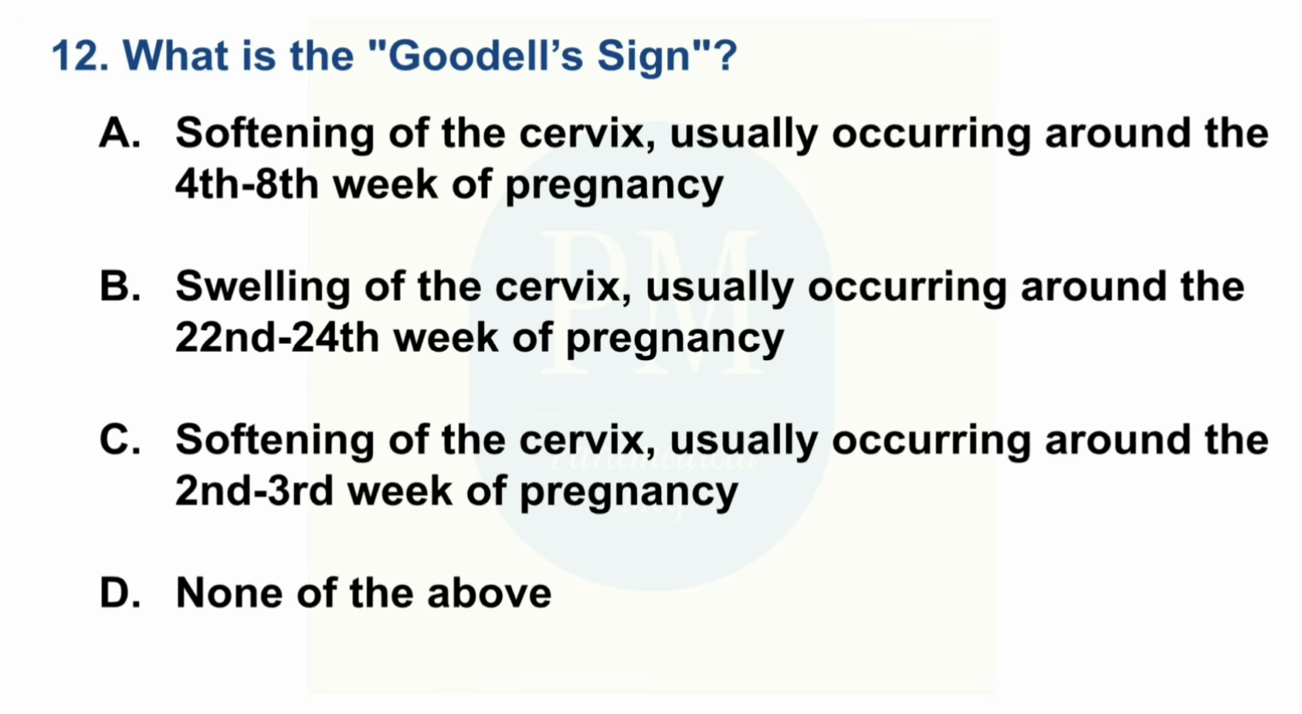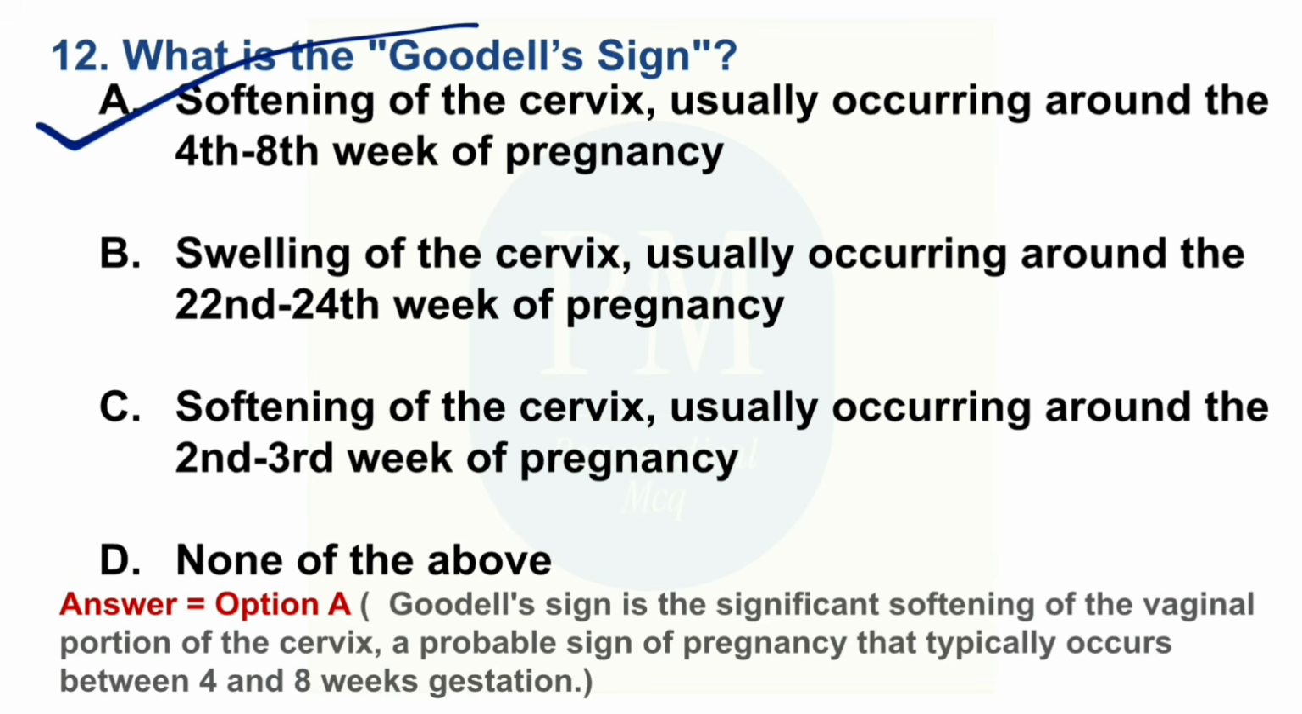What is the Goodell sign? Option A, softening of the cervix, usually occurring around the 4th to 8th week of pregnancy. Option B, swelling of the cervix, usually around the 22nd to 24th week of pregnancy. Option C, softening of the cervix, usually around the 2nd to 3rd week of pregnancy. Option D, none of the above. The correct option is option A, softening of the cervix, usually occurring around the 4th to 8th week of pregnancy.